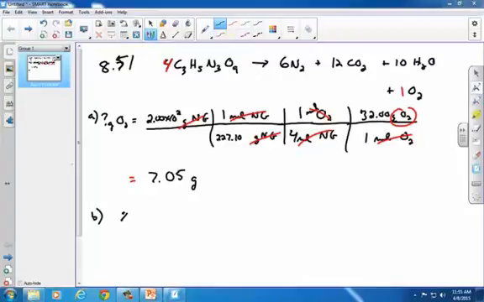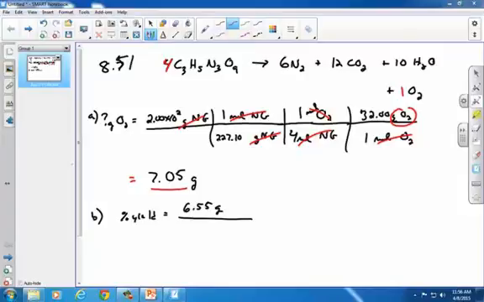So a percent yield is, like any percentage, the amount you got divided by the amount possible times 100. The amount we got, it says it's actually generating 6.55 grams. The amount possible we just calculated. So we just really calculated the theoretical yield.